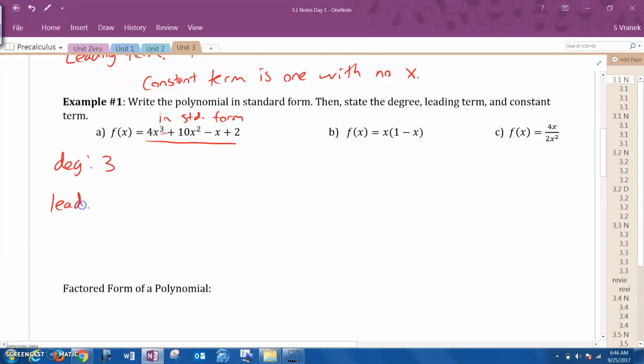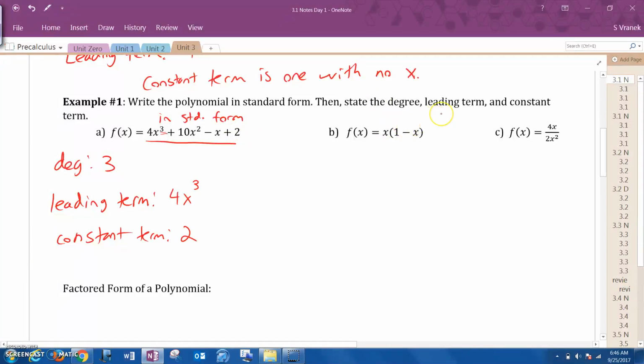The leading term. Notice how I say leading term and not leading coefficient. I want the whole term. So the first term is 4x cubed. If I said leading coefficient, you would tell me it's just 4. And then finally the constant term is the one without x. And hopefully you guys see that it's the number 2, because that's the one that doesn't have an x.